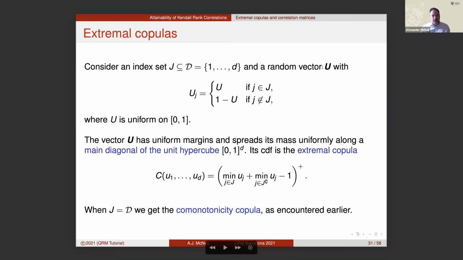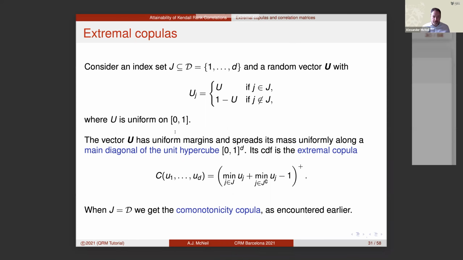Suppose we were to create a random vector with the property that the jth component was U if J is in this index set, and it's 1 minus U if J is not in this index set, where U is just a single uniform random variable. If you're wondering what's going on here, we've used this construction this morning, and I just want to show you in the R where I did this.